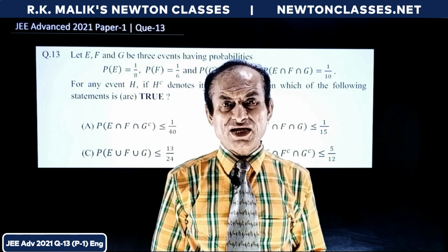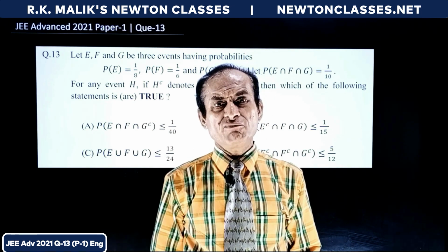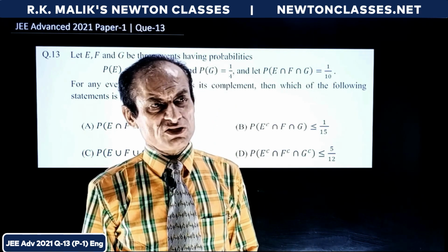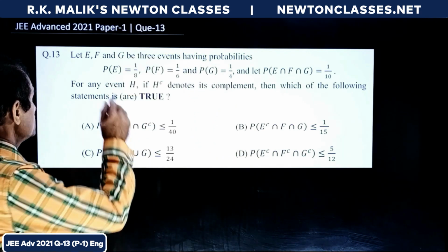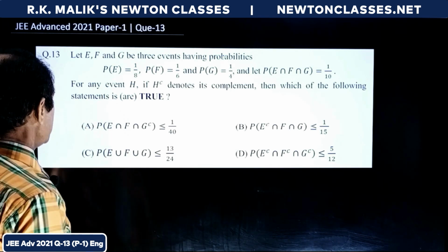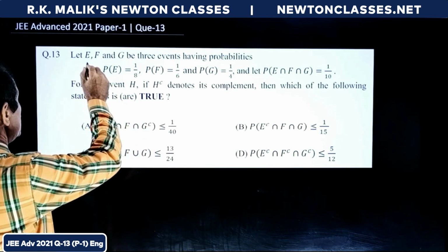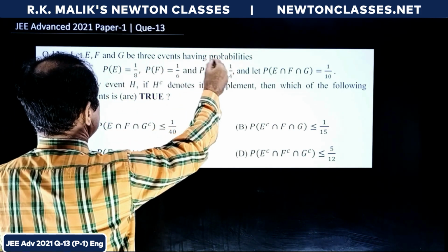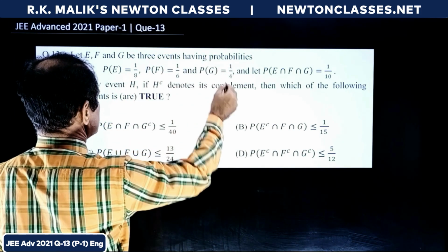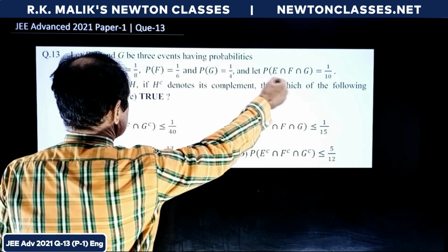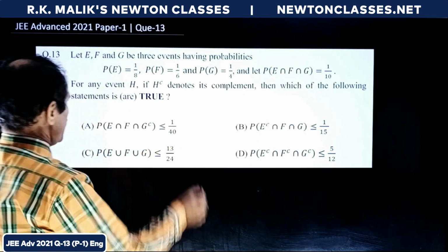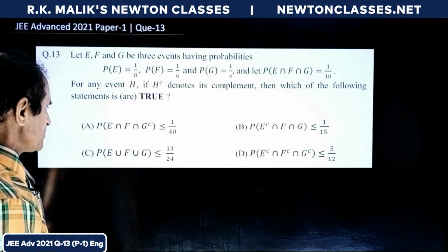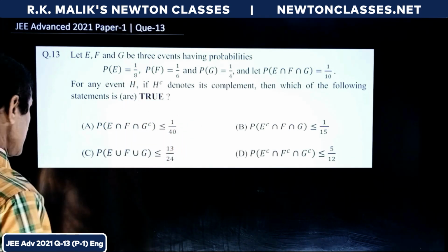I have promised that my solutions will always be simplest, keeping that promise in the solution of this question also. It is given to us that let E, F and G be three events having probabilities this and this, and this is also given to you, and H^C denotes the complement of event H. You have to find the correct choice.